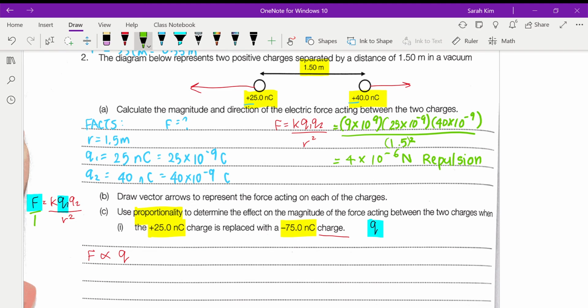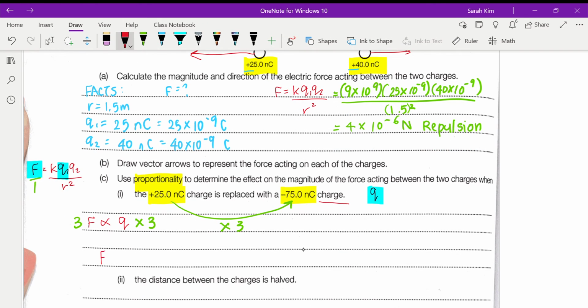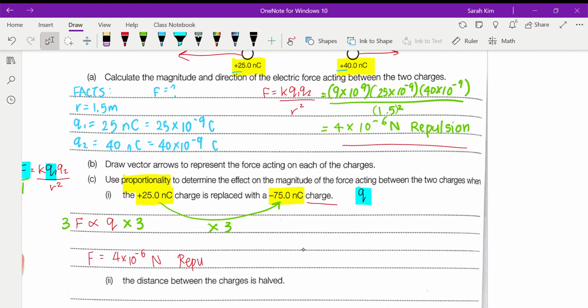So using that, I need to figure out basically what factor the Q has been affected. So 25 to 75, ignoring the pluses and minuses for a second. What factor did it change? Well, it's a times 3 factor. Hopefully you understand that. So basically all that happens is Q got bigger 3 times. So to kind of act that out, you have to make sure you times the force by 3 as well. So my original force was 4 times 10 to the power of negative 6 newtons over here. So that was my original one.